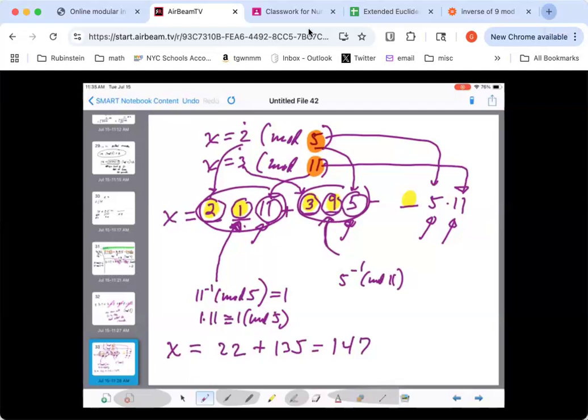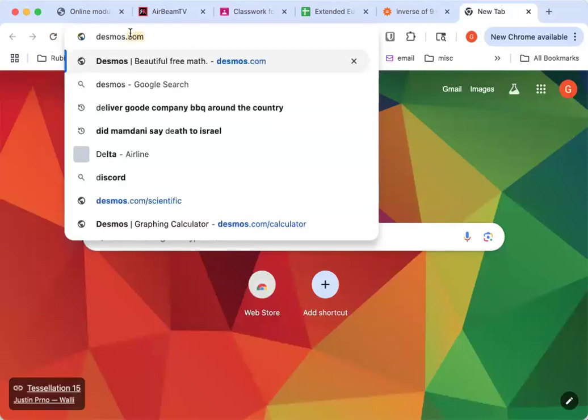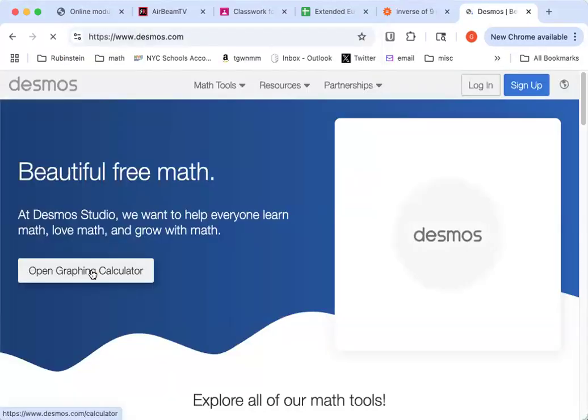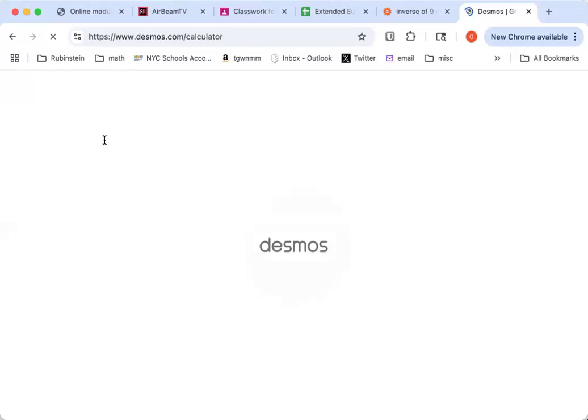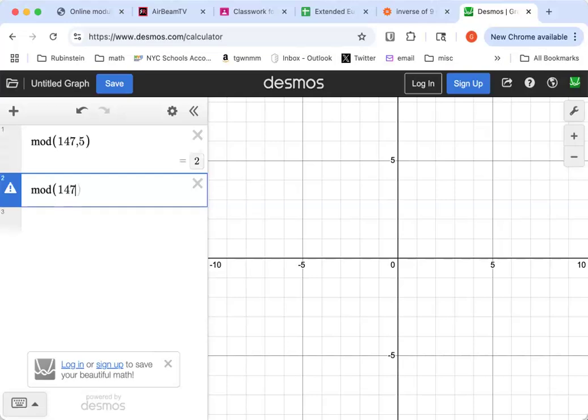Watch. What about the last chunk? Yeah, that's coming, because with 147, I want to get a smaller answer. But if I go to desmos.com and I type mod 147 comma 5, I do get 2. And if I say mod 147 comma 11, I do get what? Uh-oh. It's not 147, apparently. It's 157.